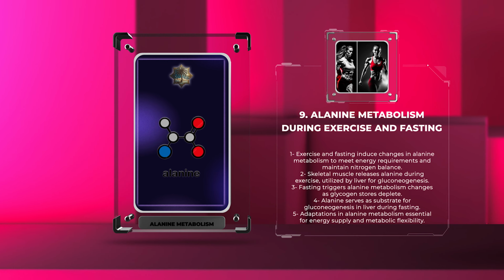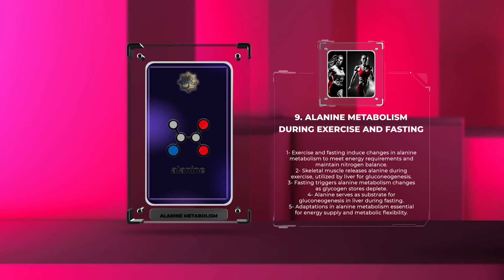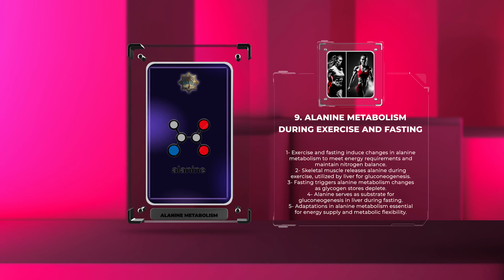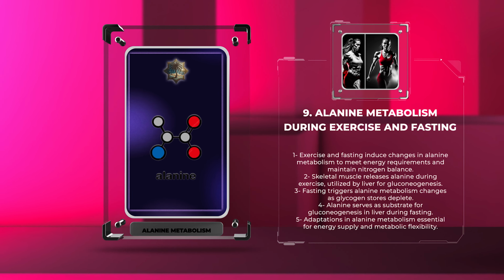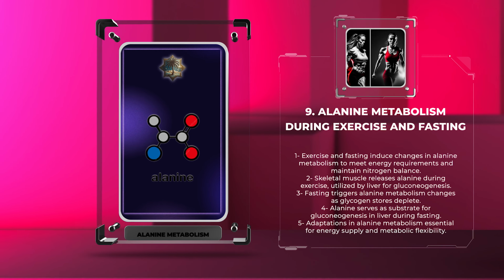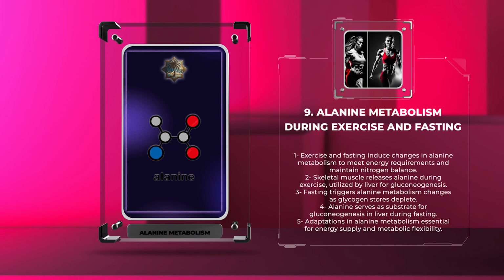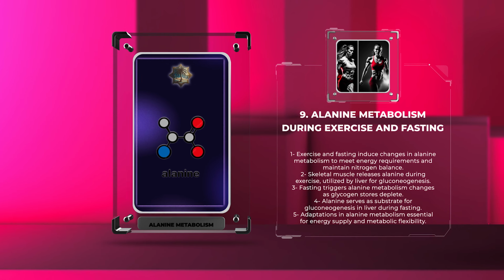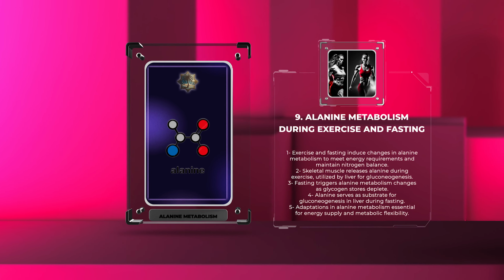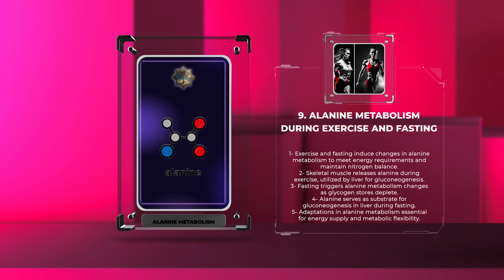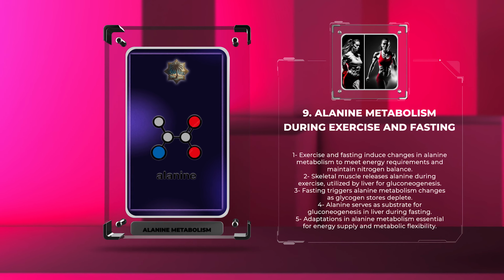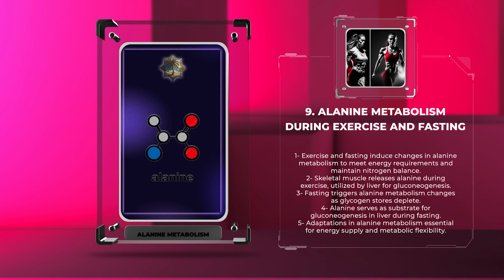As the body depletes glycogen stores, alanine released from skeletal muscle serves as a substrate for gluconeogenesis in the liver. This process helps maintain glucose homeostasis and provides an alternative energy source when carbohydrates are limited. The adaptations in alanine metabolism during exercise and fasting are essential for energy supply, maintenance of blood glucose levels, and efficient nitrogen disposal, ensuring metabolic flexibility under diverse physiological conditions.